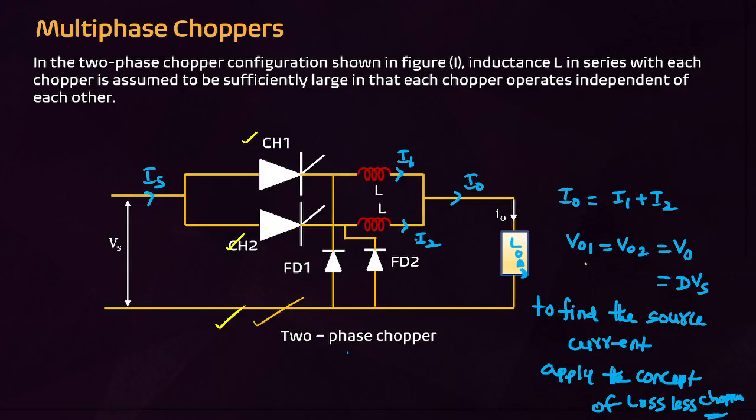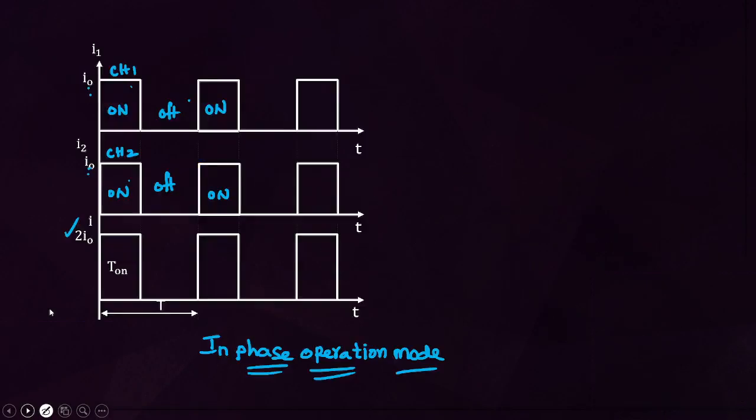In parallel connection, voltages are equal. For this chopper and this chopper, the voltage is equal. But only current is added. In multi-phase choppers, current is added. But whether the currents are added or not added, again, that depends on the operation of the chopper.